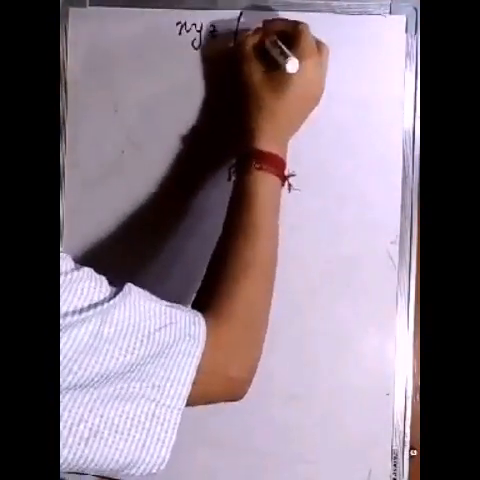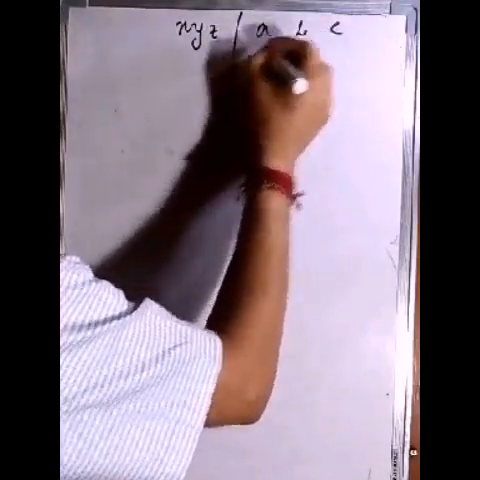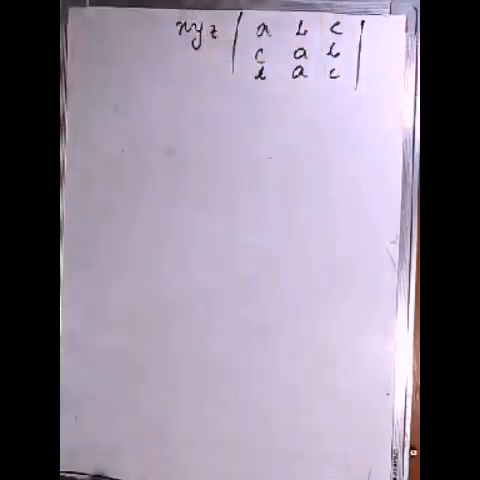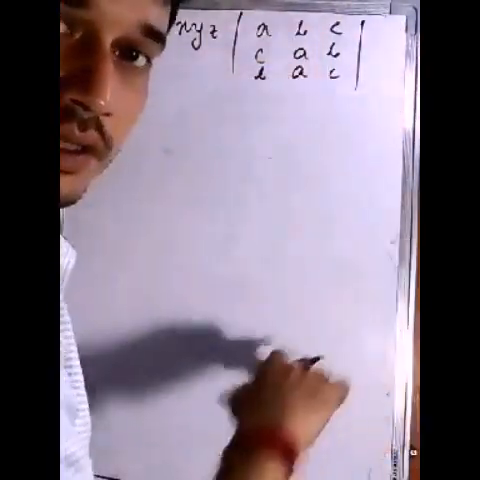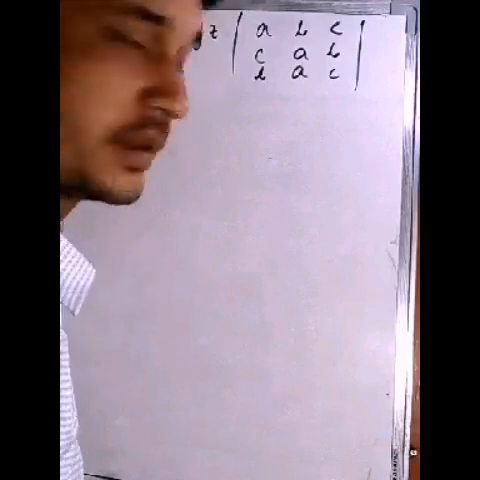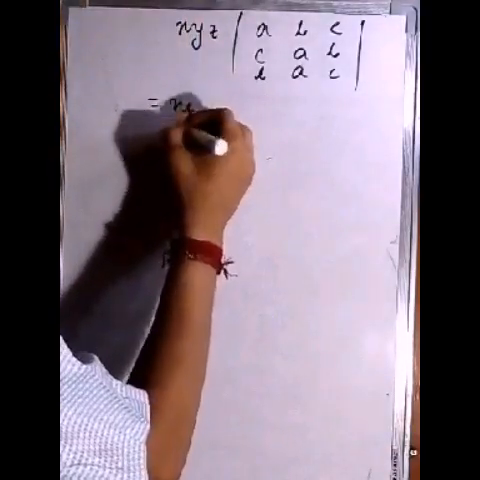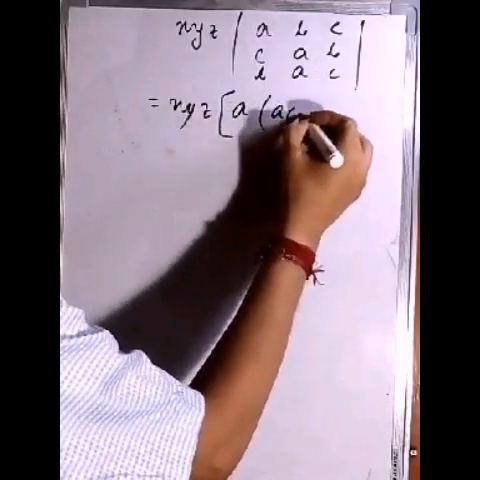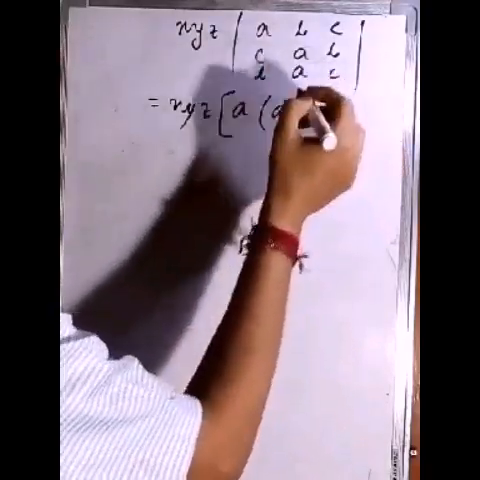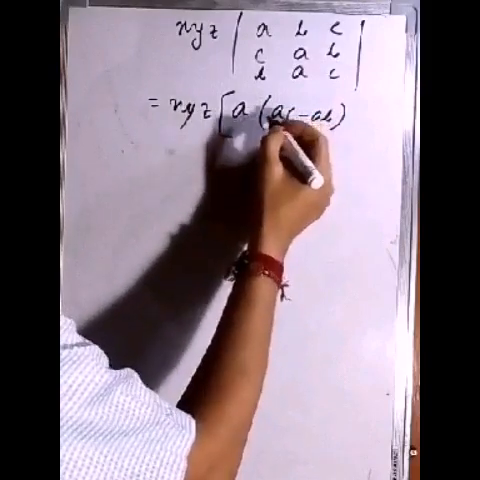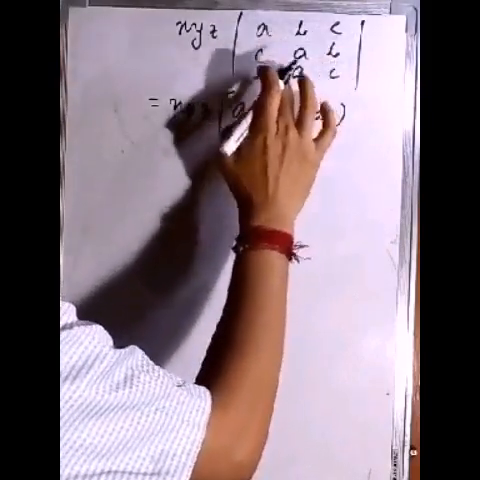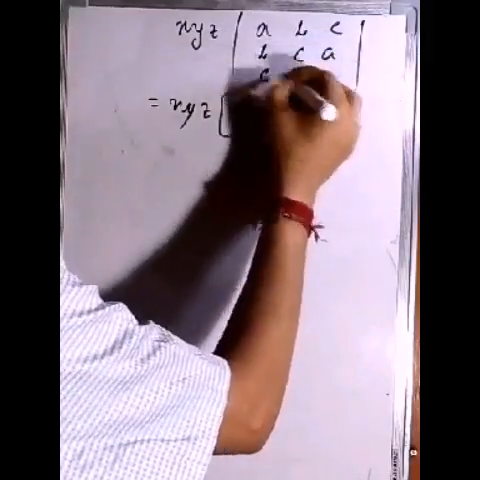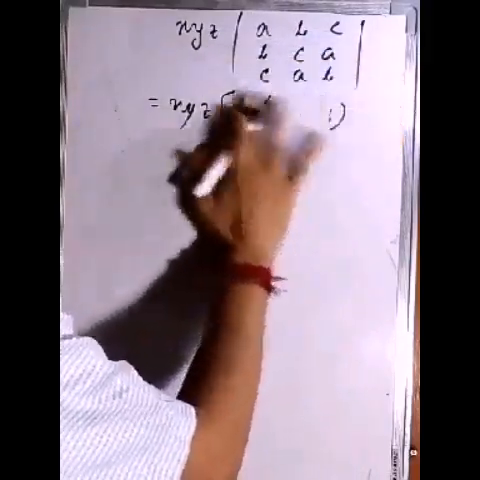XYZ, determinant ABC, CAB, BAC. We have to show this value equals the previously proved result. So this is equal to XYZ, third bracket. Now we are expanding A into AC minus AB. Then we have ABC, BCA, CAB. I think it should be BCA. It should be BCA, CAB.